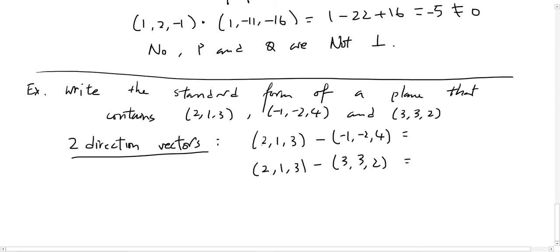So therefore I have 2 minus negative 1, which is 3. 1 minus negative 2 is also 3. 3 minus 4 is negative 1. So what I have is 3, 3, negative 1. Now 2 minus 3 is negative 1. 1 minus 3 is negative 2. And then 3 minus 2 is 1. So there you go. Now I have my 2 direction vectors.